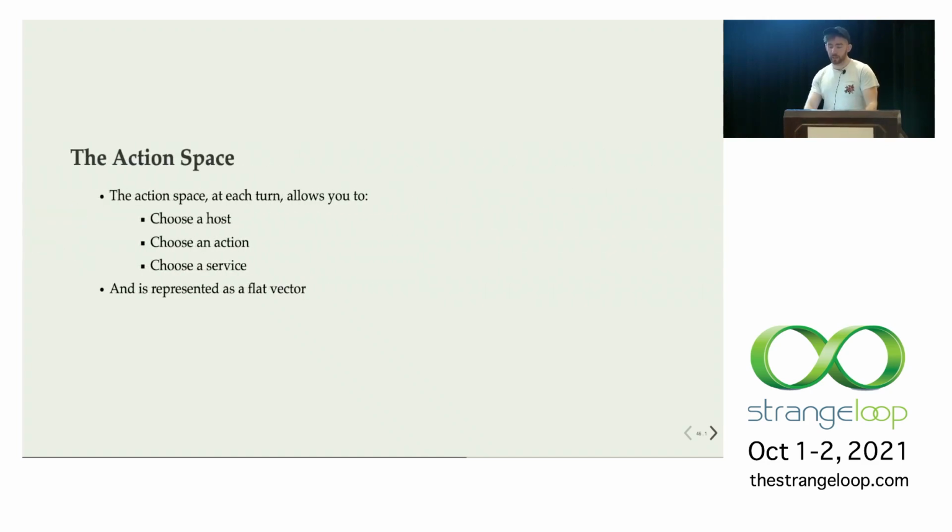The action space, straightforward. I already said we have 20 different exploits. The action space is basically pick a host, pick an action, pick a service, you're ready to go. That is also represented as a flat vector.